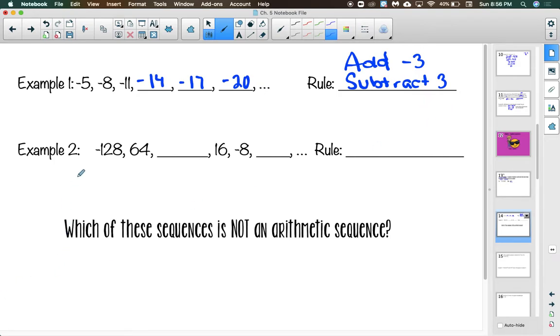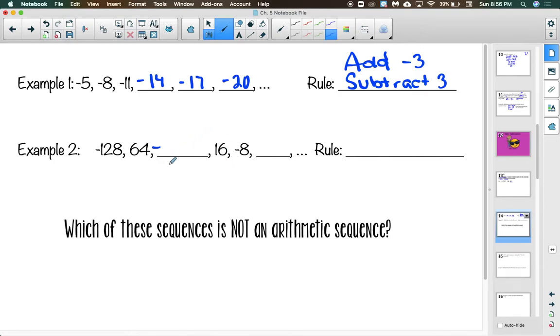Example number 2 is a little bit different. First thing I notice here is that I'm changing signs. I've got a negative and a positive and a positive and a negative. So I'm assuming that my signs flip-flop each time: negative, positive, negative, positive. The next thing I'm looking at is that my numbers are getting smaller each time. If I ignore my negative signs and look at the absolute values, 128 gets smaller to be 64, that gets smaller to be our next number, and that gets smaller to be 16, that gets smaller to be 8.